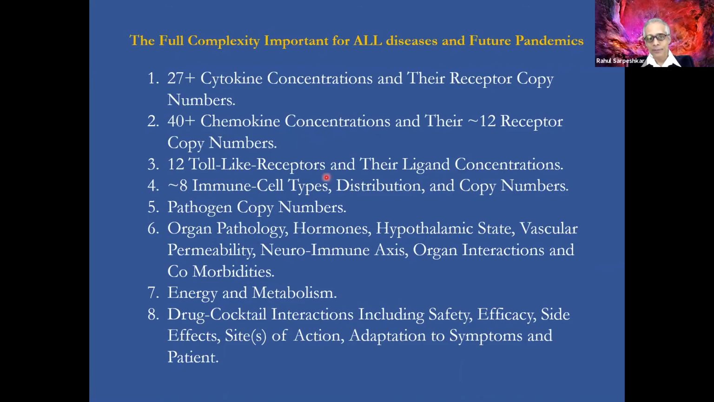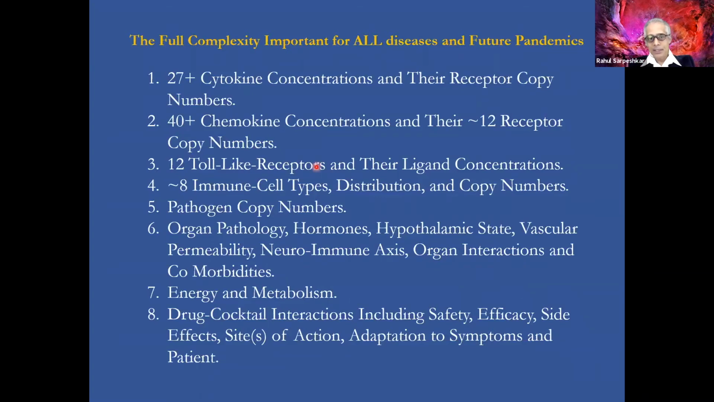There are 12 toll-like receptors. These are receptors that detect, for example, single-stranded RNA, double-stranded RNA, the tails of bacteria called flagellins, the membranes of bacteria, or double-stranded DNA that looks foreign. All of these things, along with their ligands, compose the immune system.